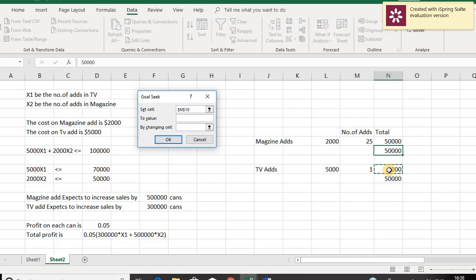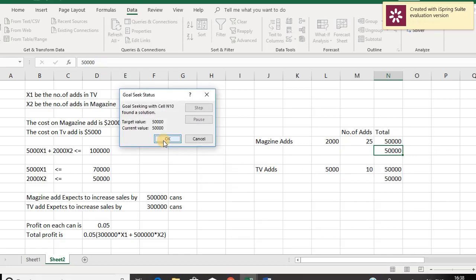Set this value to be 50,000 by changing the number of ads. It would be 10 ads. So this is the optimum solution.